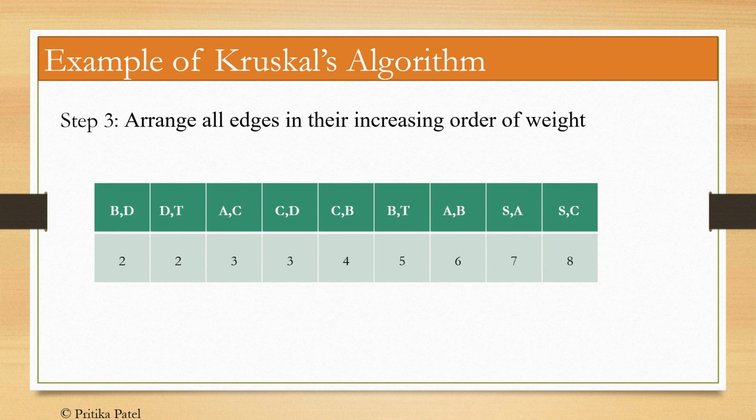So now we have to arrange all the edges based on their weight. So B to D has weight 2, then D to T has weight 2, A to C has weight 3, C to D has weight 3, C to B has weight 4, B to T has weight 5, A to B has weight 6, S to A has weight 7, S to C has weight 8. So here in this table we have arranged all edges in increasing order of weight, right?